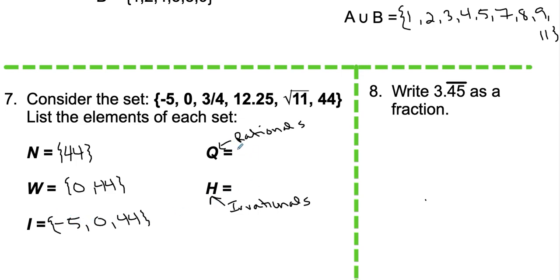And then for rationals, rationals is anything that can be written as a fraction, which would be pretty much every number here except for the square root of 11. Square root of 11 is a bad decimal, which is hard to approximate unless you have a calculator. That goes in irrationals, and then all the other ones are rationals. So -5, 0, 3/4, 12.25, and 44.